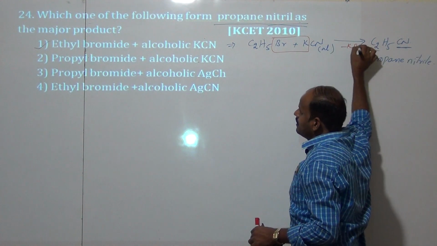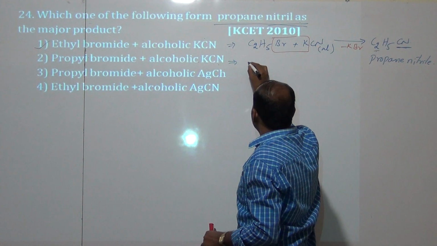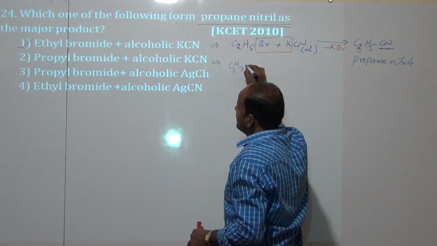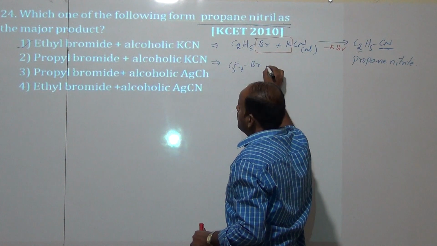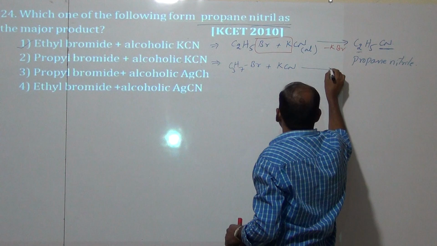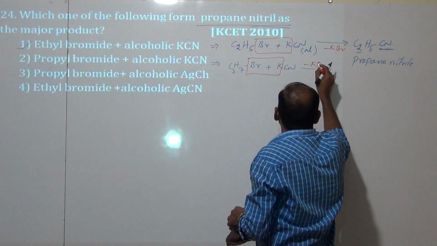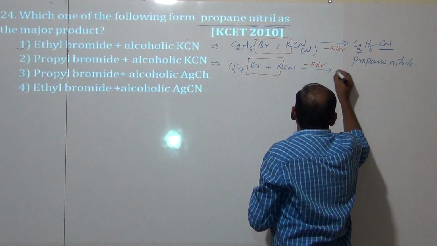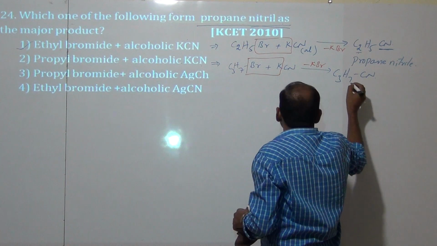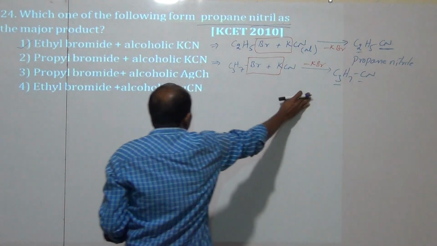They asked this only. If you take this one, you can check it. Propyl bromide, that is C3H7Br, which reacts with alcoholic KCN. Then a similar reaction occurs. Here KBr is removed, then we get C3H7CN. It is butane nitrile, because the total number of carbons is 4, hence butane nitrile is formed.